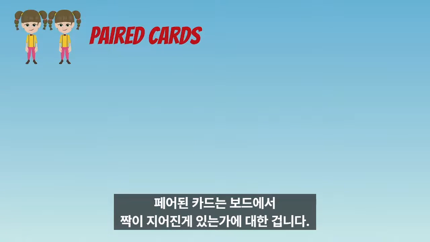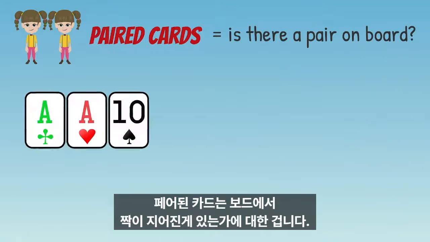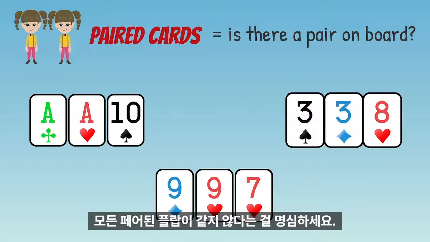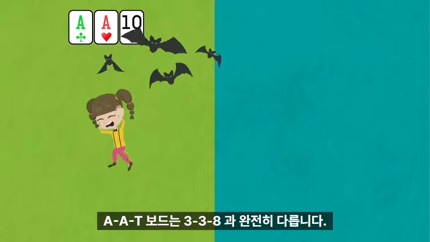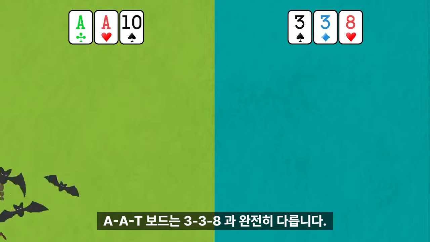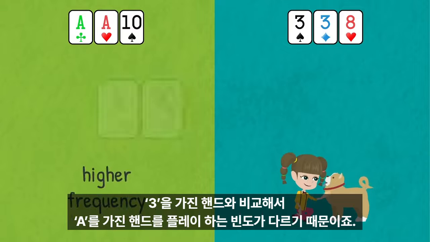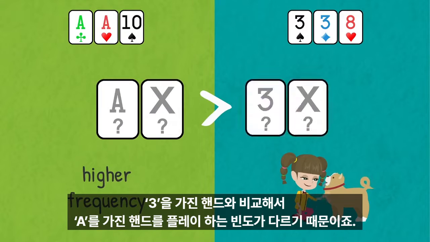Paired cards refers to whether or not there is a pair on the board. Keep in mind, not all paired flops are the same. Ace-Ace-10 is a totally different animal than 3-3-8 due to the frequency that hands containing an ace are played compared to the hands which contain a 3.